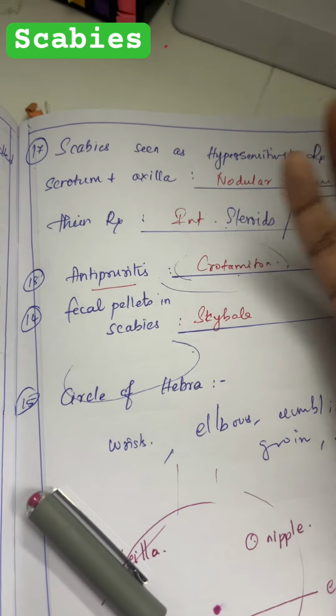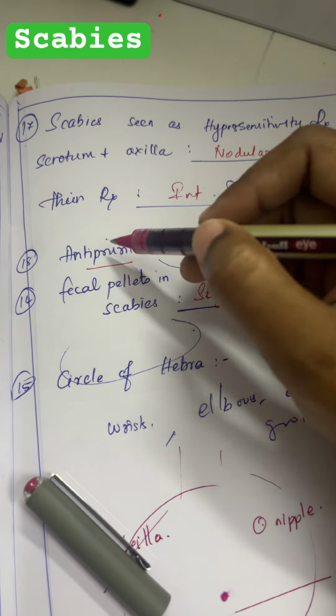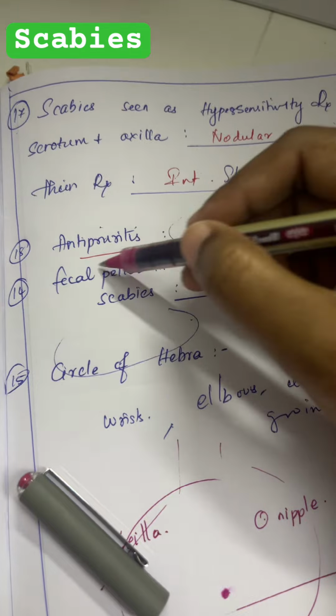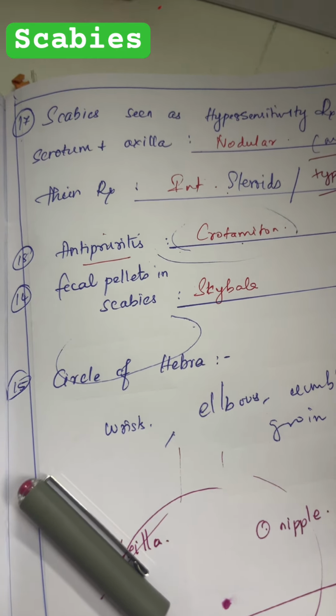And what do you give? How do you treat this? Antiscabetic agents along with intralesional steroids. And for pruritus, you give crotamiton. And what are the fecal pellets in scabies called? Scybala, or Skibala, I don't know.